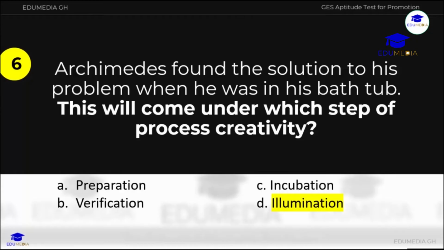According to the story, Archimedes was trying to determine the density of a crown and whether it was made of pure gold. And the solution came to him while he was relaxing in the bathtub and noticed the water level rising as he got in. This sudden insight led to the discovery of the principle of displacement, which he used to determine the density of the crown and solve his problem.